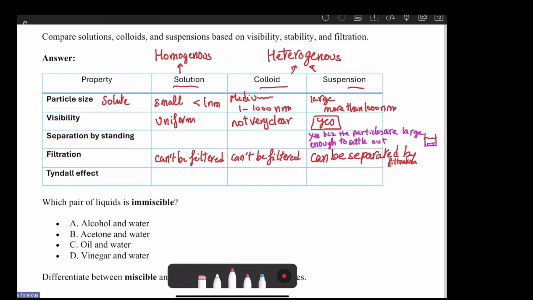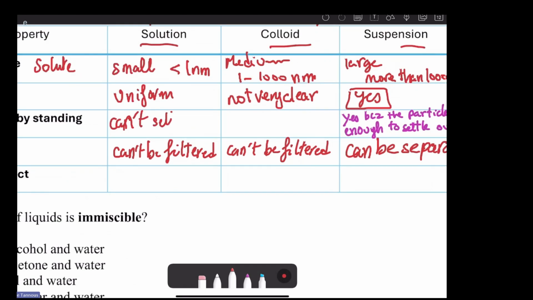However, for the solution and colloid, we cannot separate them upon standing. Yani, the gravity effect doesn't separate the solute in the colloid and in the solution. So they can't settle out. Remember the words can't settle out, or can't precipitate.